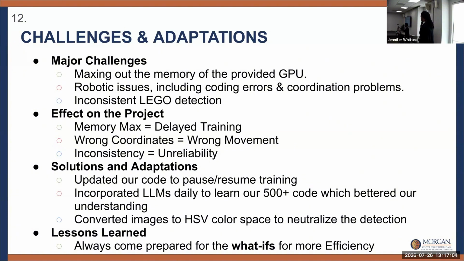Another problem we had was the inconsistencies in detecting the Lego pieces, and this was because of the lighting conditions, the shadows, the orientation, and the Lego pieces themselves. If we have inconsistency, that means the model is not reliable, so we cannot deploy the model. The solution we had was to convert the RGB images to HSV, which looks at the hue, saturation, and value. So that covers up for the shadows and stuff like that, and makes the accuracy increase in general.